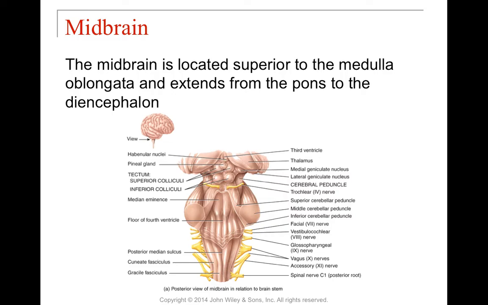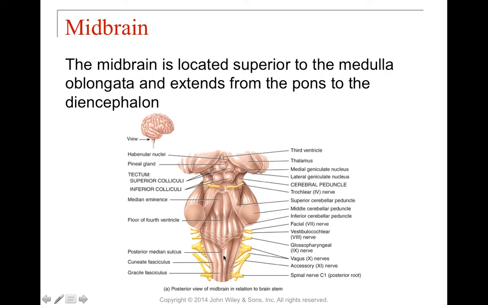As we follow through, we're going to hit the midbrain. The midbrain is located superior to the medulla oblongata and extends from the pons region to the diencephalon region. And this is where we're going to see more nerves coming forward.